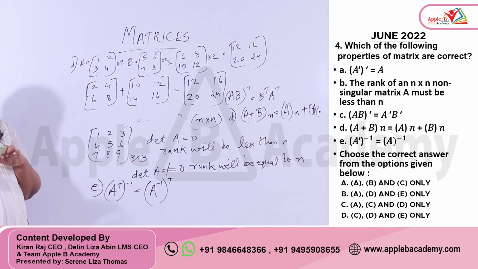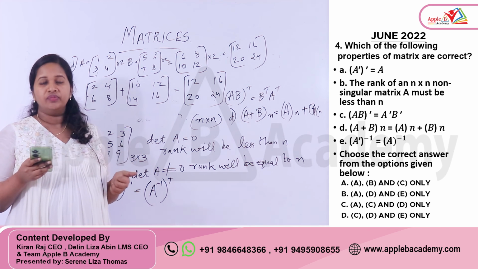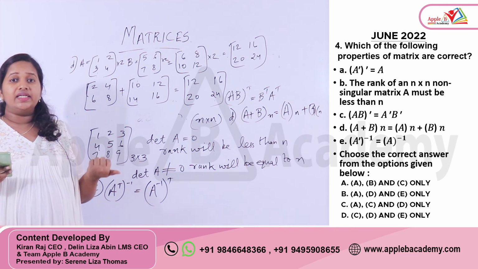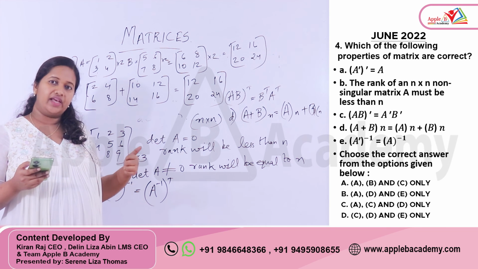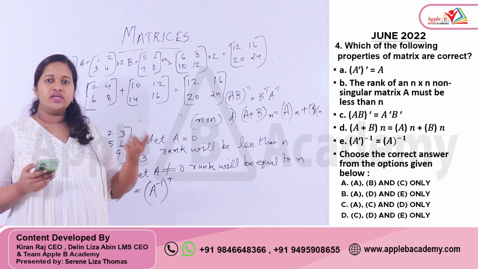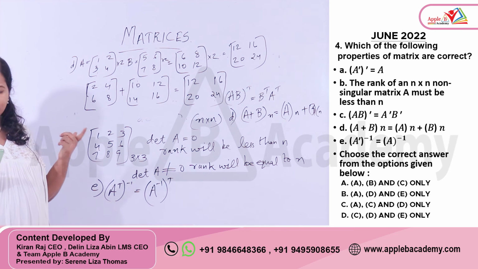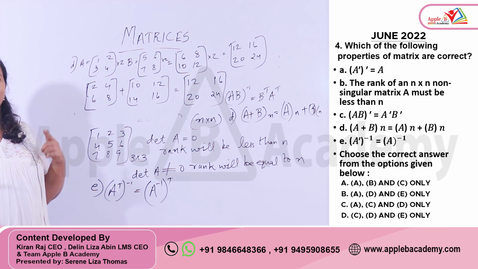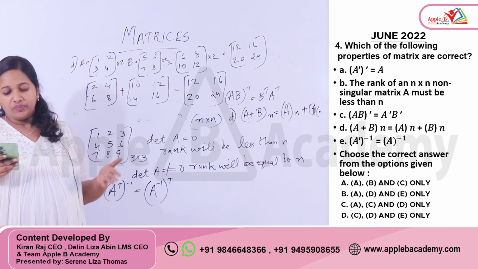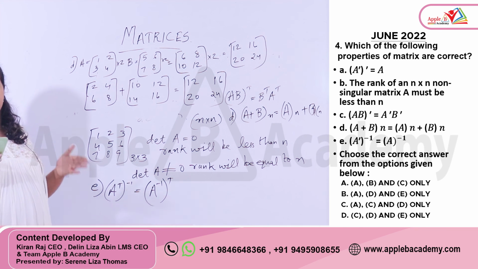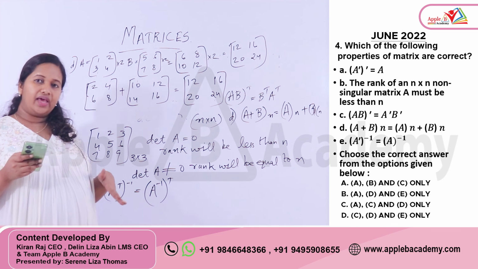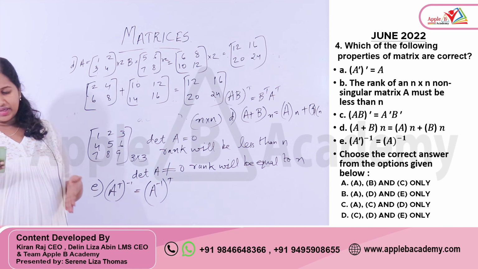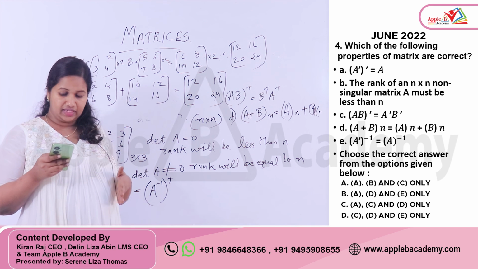Which of the following properties of matrix are correct? First one, A transpose the whole transpose is equal to A. We have seen that transpose means interchanging rows and columns. You have a matrix A, you take the transpose of it, again you take the transpose, and you get the original matrix A. So that is correct. Second statement, the rank of an n into n non-singular matrix A must be less than n. No, that statement is wrong. Instead, it should be the rank of an n into n singular matrix A must be less than n. Singular matrix means determinant is equal to 0. That is the case, then the rank will be less than n.